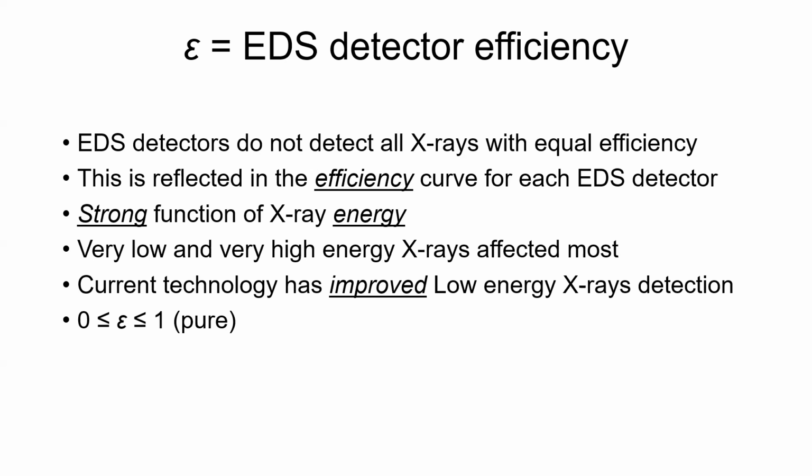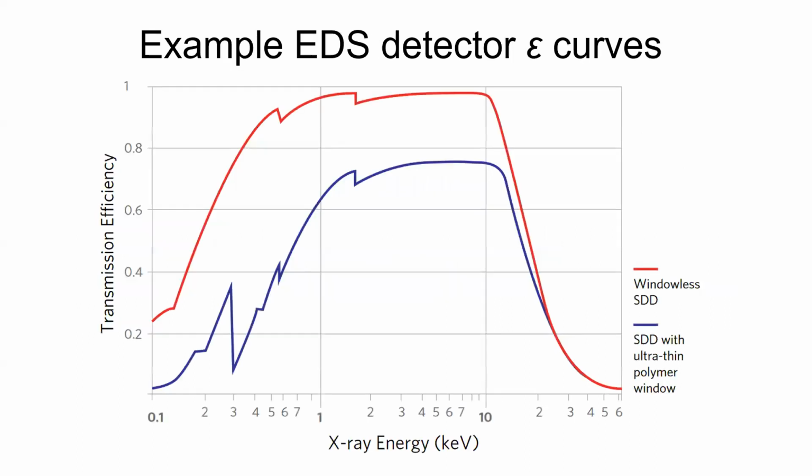So just like omega and A, epsilon is a pure number. It goes from 0 to 1. Okay, so we can look at some example curves here. So this is taken from the application note, I should say, for the Super X detector on the Thermo Fisher Themis. Okay, well, it's not specifically limited to the Themis, but anyways, I'll put a link again to the description so you can find this yourself.